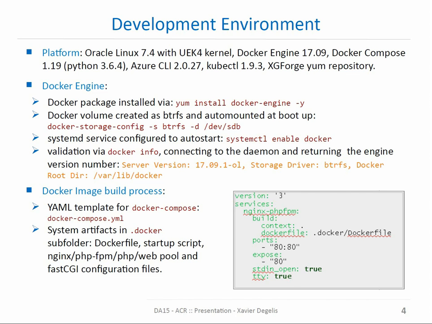The Docker image build process supports a YAML template for Docker Compose, which is really the docker-compose.yml file, and you have an example on the screen. All the system artifacts are stored in the .docker subfolder: the Docker file, the startup script, all the web configuration files, and the fastCGI configuration files as well.